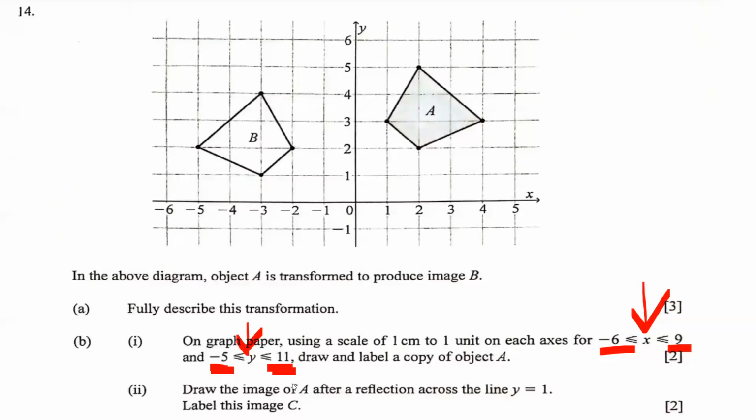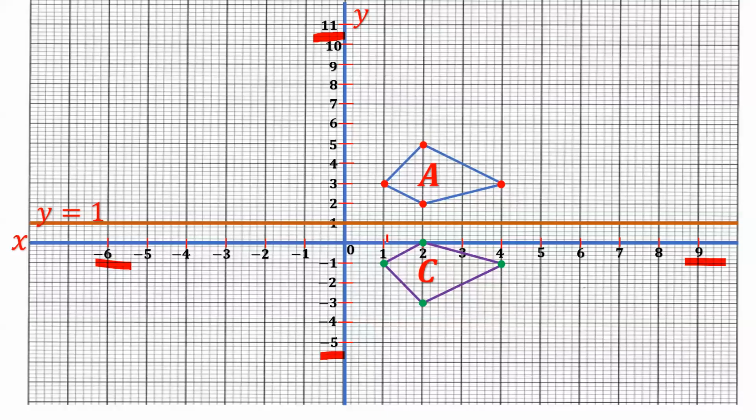And so what else do they want us to do? They want us to draw and label a copy of object A. Well, object A, the coordinates are (2, 2), (1, 3), (2, 5), and (4, 3). And so if we look at our image that we have, it's (1, 3), (2, 2), (2, 5), and then (4, 3). So this is exactly our object A that we have here. We draw it and we label it.